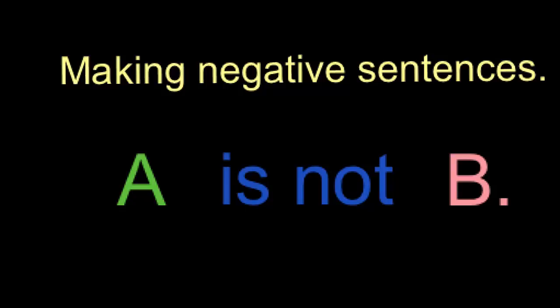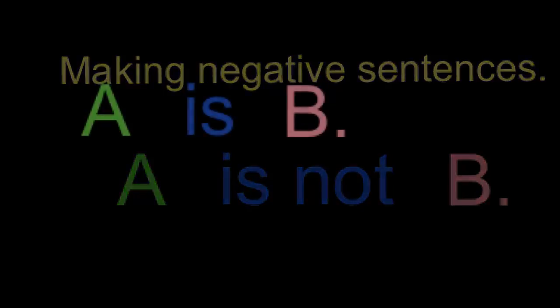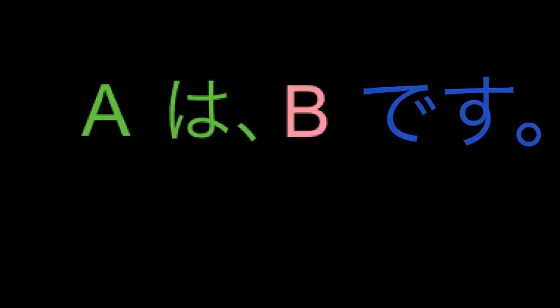Making negative sentences. In other words, saying A is not B. Now, to make a negative sentence, A is not B, we're going to have to go back to our positive sentence, A is B, and just remind ourselves how it works. To say A is B, A becomes our topic, and we must follow it with topic particle wa, so we get A wa, talking about A, and then B is followed by desu, is, or it is. So in Japanese, A is B becomes talking about A, B it is.